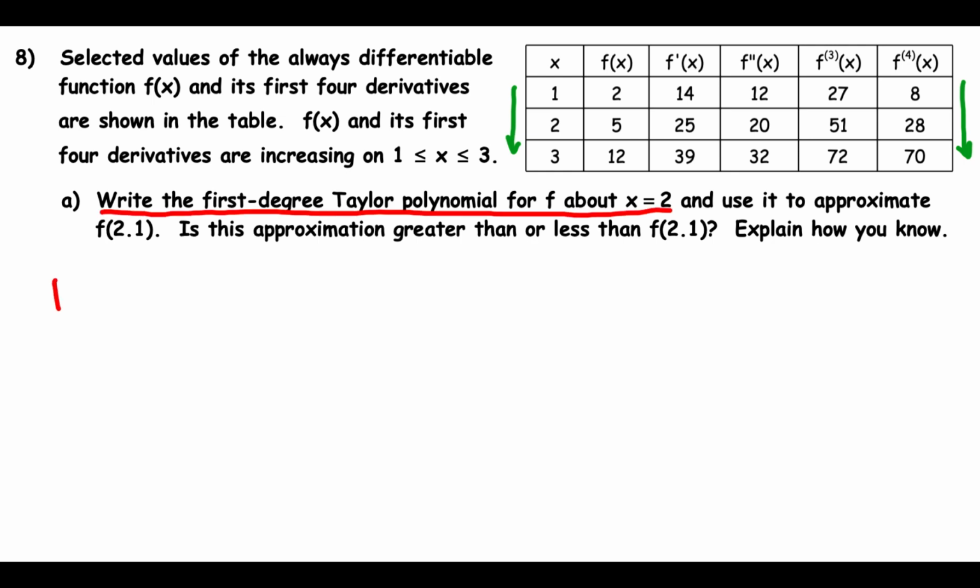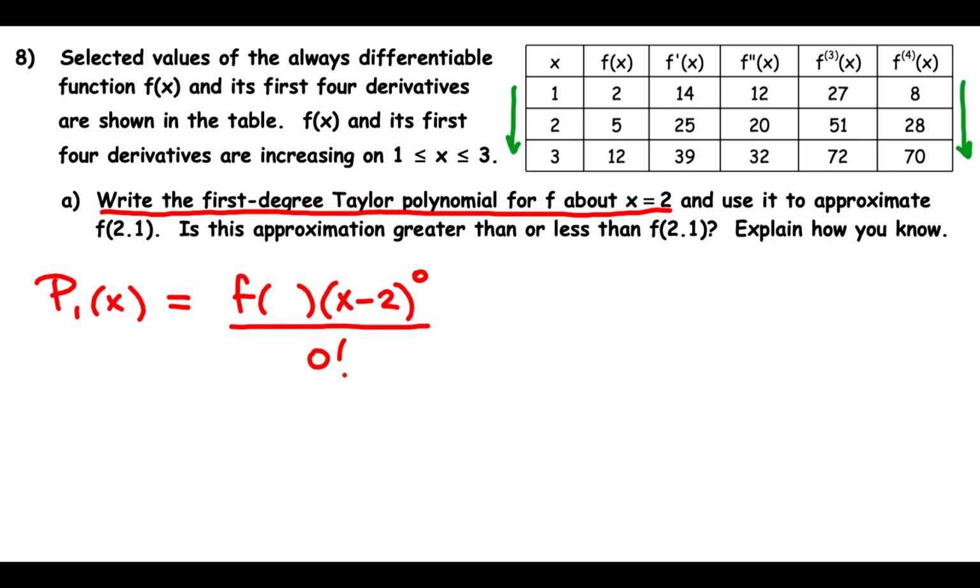Okay, so this is going to be first degree Taylor, which means we start off with the 0th derivative. In other words, that's just the original, f of x. We're centered at 2, so we have (x minus 2) to the 0 over 0 factorial.